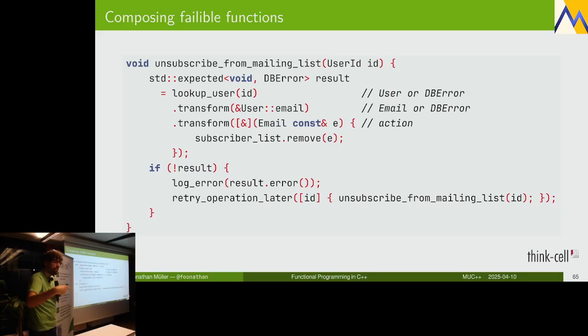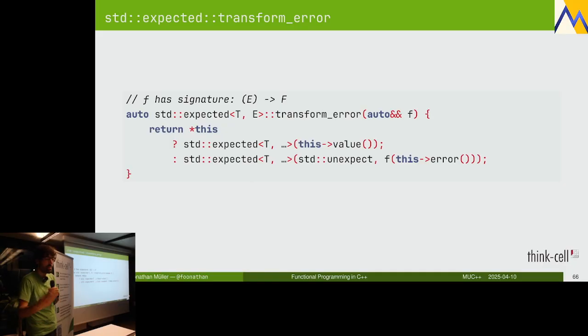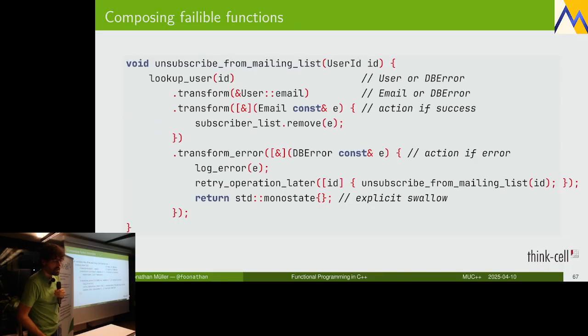But we can also handle the error in the pipeline style, because there's transform error. Transform error is just like transform, except it's called on the error, right? So this time we pass the value unchanged, and if we've got an error, we invoke the function with the error and return a potentially different error. So we can take in a transform error at the end to handle all errors of all previous stages in the pipeline and say, give me the error. In this case, do the recovery, and then because expected doesn't support void in the error case, we have to return monostate again, but it's sort of a good thing because we don't want to silently lose errors along the way, right?